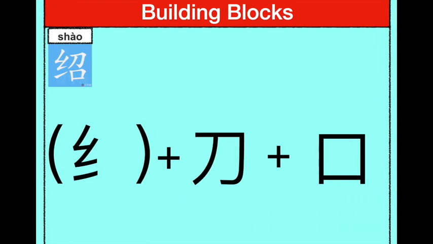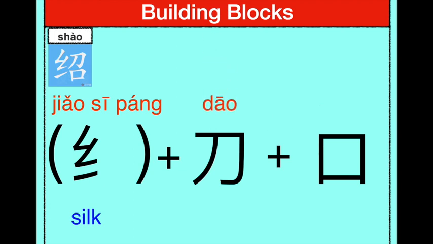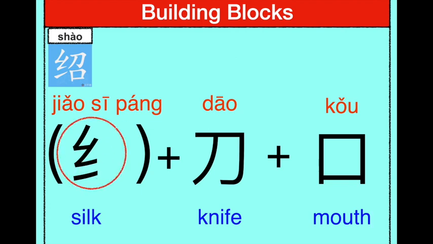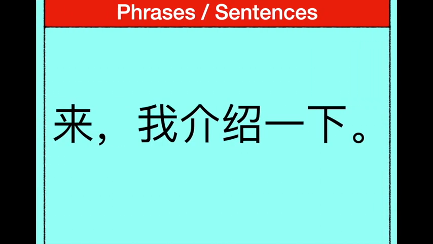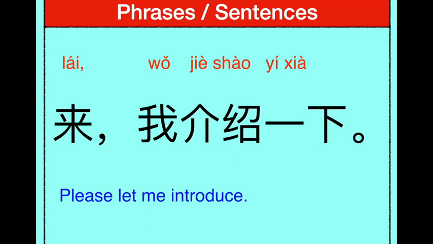There are three parts of 绍. The left part is called 绞丝旁, means silk. The top right part is 刀, means knife. The bottom right part is 口, mouth. Pay attention. 绞丝旁 is only worked as radical. It's not a word itself. 来，我介绍一下. So this is one of the sentences in dialogue 1. It means, please let me introduce.